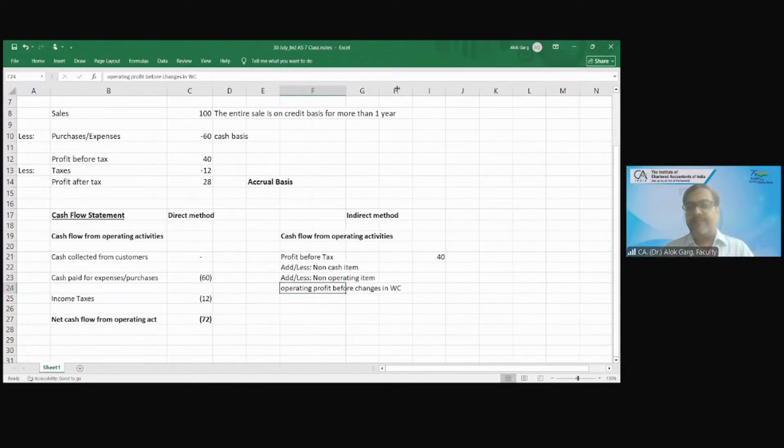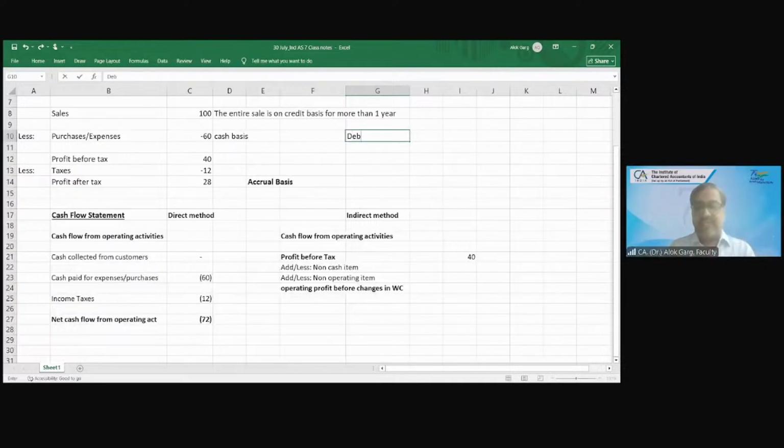Then, my dear friends, what will you do next? Then you will adjust your changes in working capital. You will add or less changes in working capital. In this case, what will happen if the entire sale is on credit basis? The sale has generated debtors. Assuming this was the first year, the closing debtor is how much? 100. Assuming the opening debtor was 0, this was the first year, for example. Opening was 0. Okay, so then what will I do?